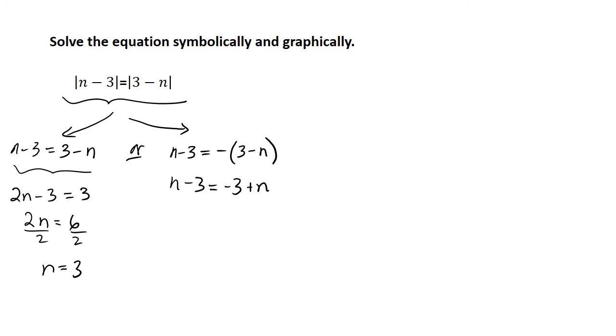Over here, when we think about them as opposite signs, n minus 3 equals negative 3 plus n, so we're negating by distributing the negative. Then when we subtract n from both sides, we get negative 3 equals negative 3, which is actually a true statement. And as such, that means that potentially all real numbers are solutions, because this is true for every n.